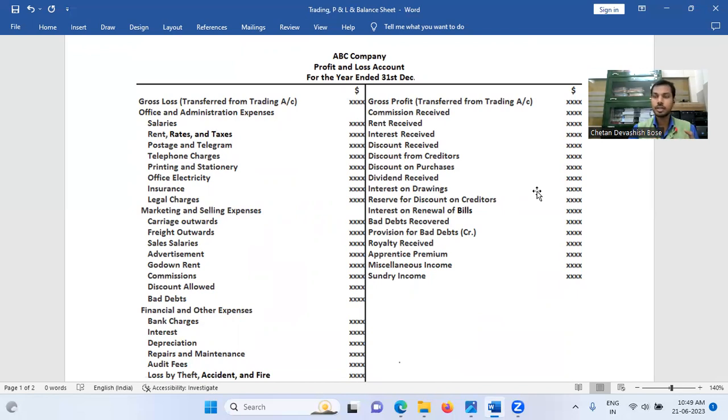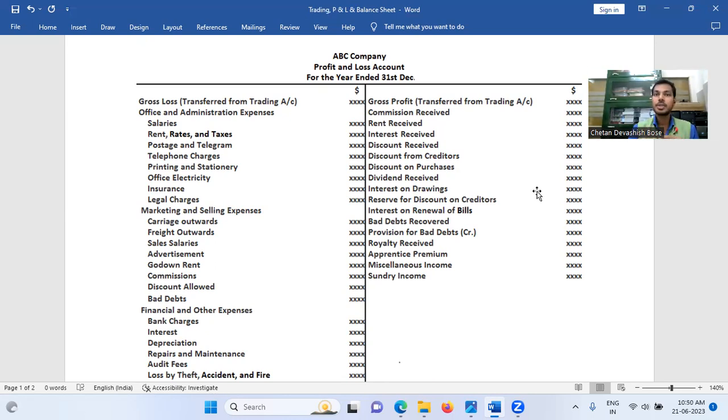There are offices, there are sales staff, there is admin work which is also done at a place, and even expenses are incurred by these people. So we have a profit and loss account in order to write the office and admin related expenses. We have the profit and loss account in order to write marketing related expenses or finance related expenses.